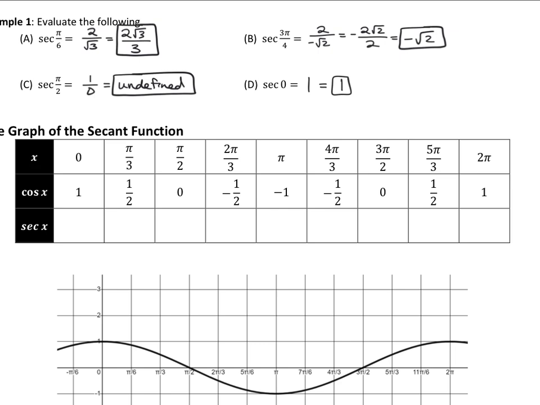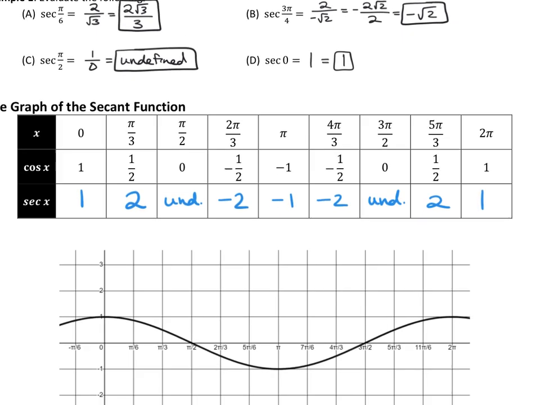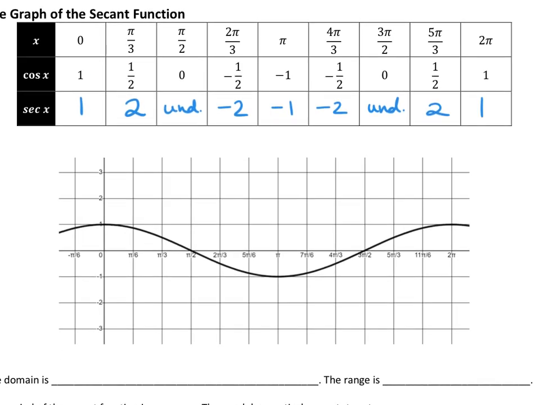So again, all I'm going to do is take the reciprocal of this row, which is the reciprocal of cosine. The reciprocal of 1 is 1. The reciprocal of 1 over 2 is 2. The reciprocal of 0 is undefined. The reciprocal of negative 1 over 2 is negative 2, negative 1, negative 2. You see what's happening here? So we do have a pattern to these numbers. The pattern is just different for this periodic function.